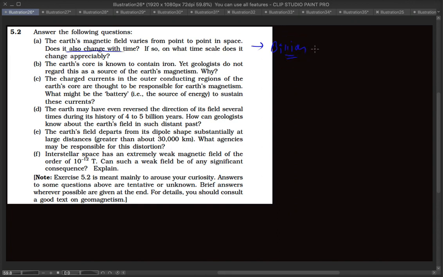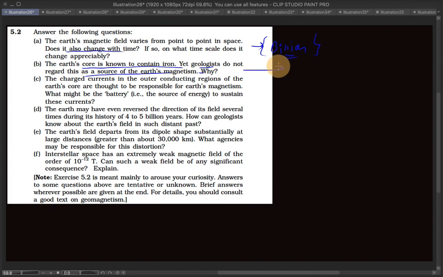Let's say whichever magnetic field we are enjoying right now, the same amount of magnetic field is not available now, because previously it has changed through billions of years ago, and that is why whichever magnetic field we are enjoying right now exists because of that only. The Earth's core is known to contain iron, yet geologists do not regard this as a source of Earth's magnetic field or magnetism.